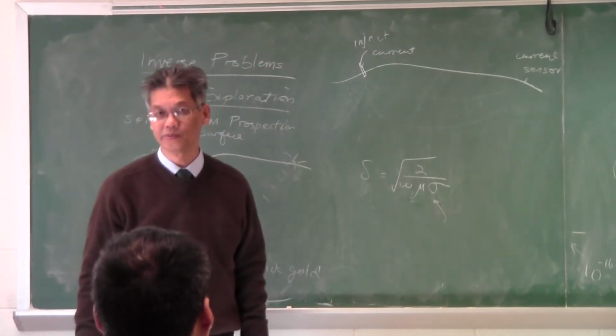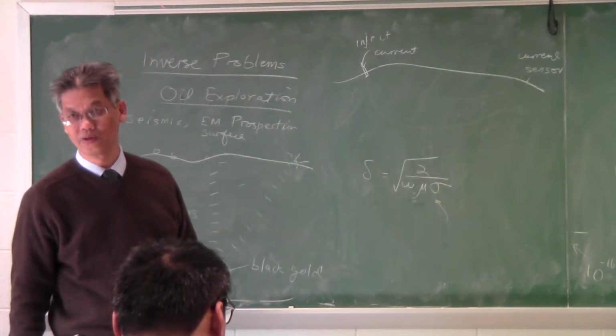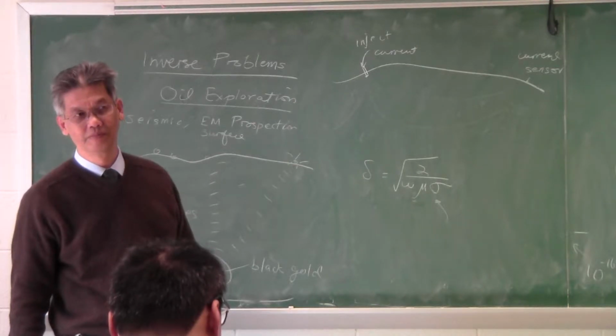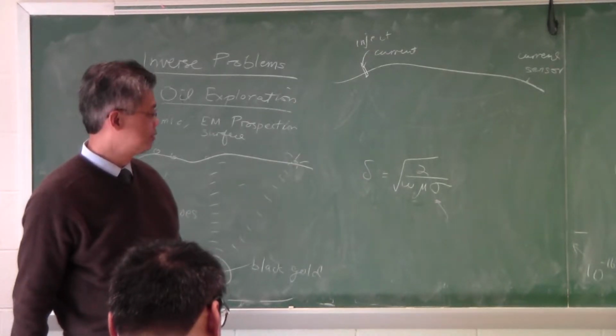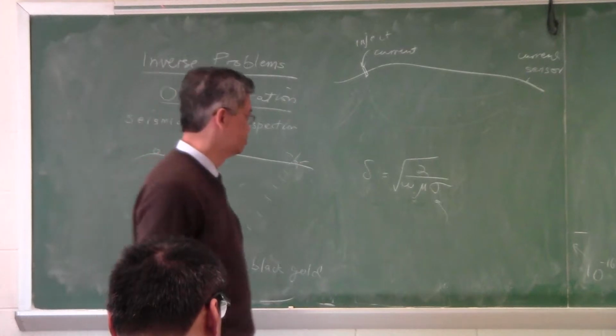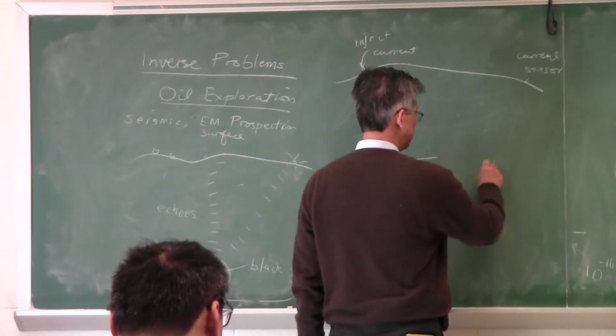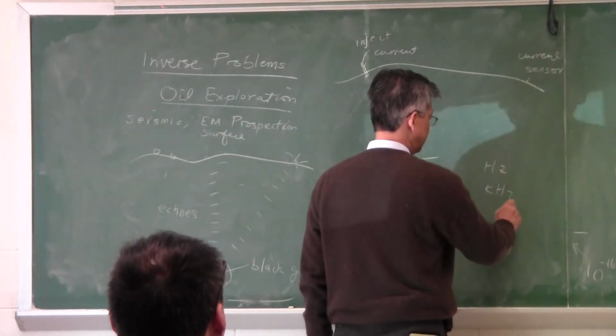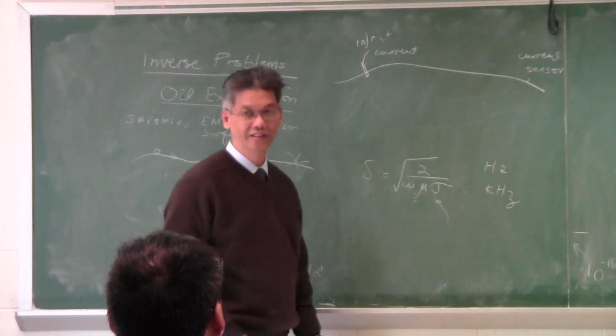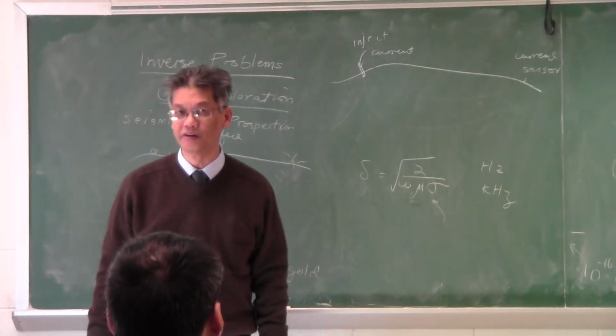Seawater is even worse. Sigma in seawater is quite high. So in order to do electromagnetic prospection, you have to go to very low frequencies, hertz or kilohertz. You have to work with that kind of frequency. It's actually more in the regime of hertz.